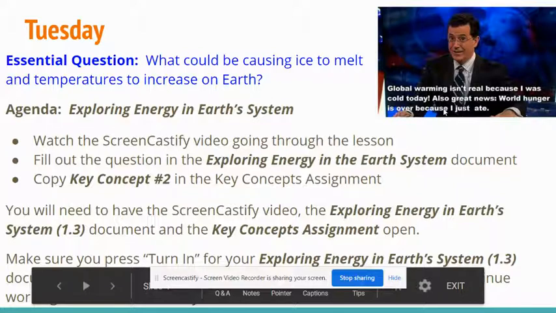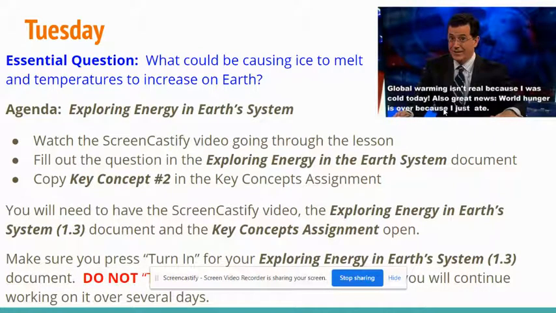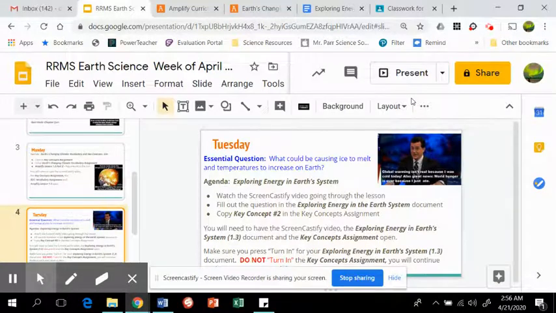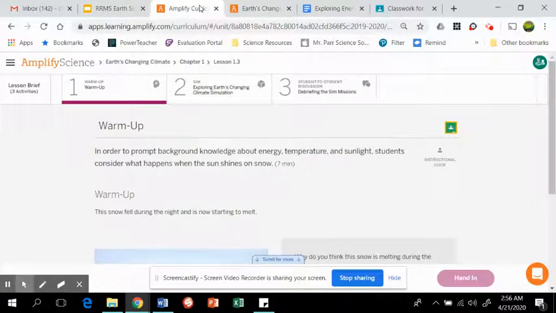So meme of the day: global warming isn't real because I was cold today. Also great news, world hunger is over because I just ate, all right? So there's some people that debate if climate change is real. Scientists agree that it is.